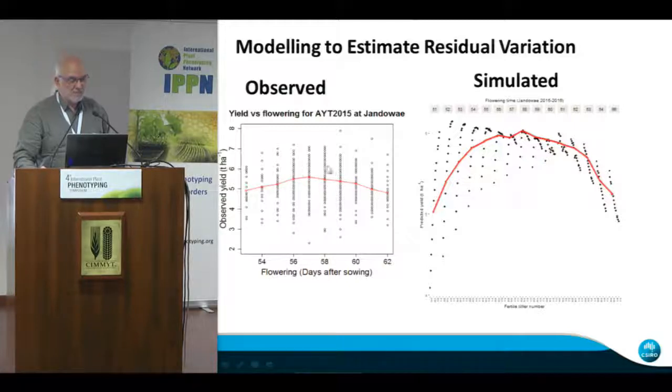So genotypes with a flowering time around 56 to 58 days yielded best there. This is simulating that trial just with the check, but the columns here are the different flowering times. The points of dots here are just adding more tillers on, okay? So within each column, we've got either no tillers or up to 2 tillers, and you can see for a very early genotype, as you add more tillers, you get more yield.